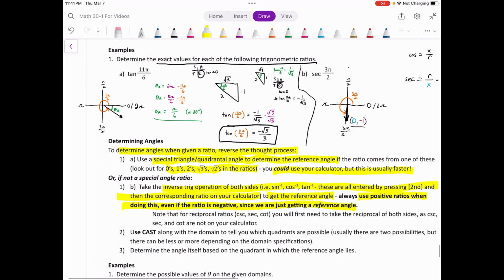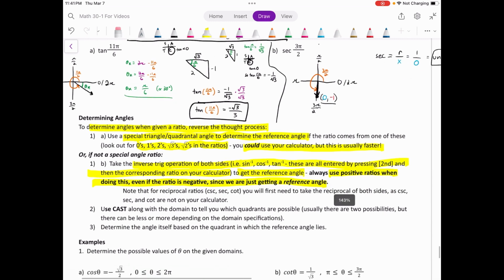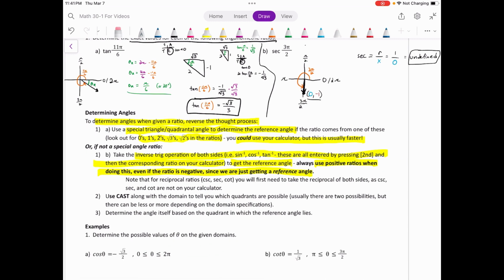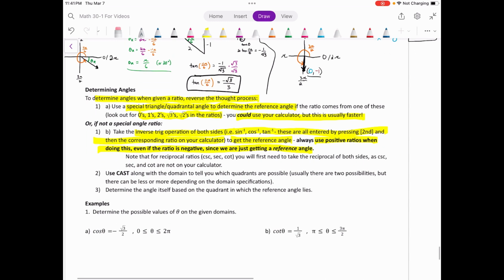The problem with using the negatives is there are actually 2 options for the negative. For all of these from 0 to 360, there are 2 places where every ratio is negative. And if you use that negative, it's only going to give you one of them. You can't go further than that because now you don't know exactly where you are and you can't properly place it. So we're just getting a reference. We'll then use our knowledge of the 4 quadrants and CAST to think about where the angle could be and what the angle is.